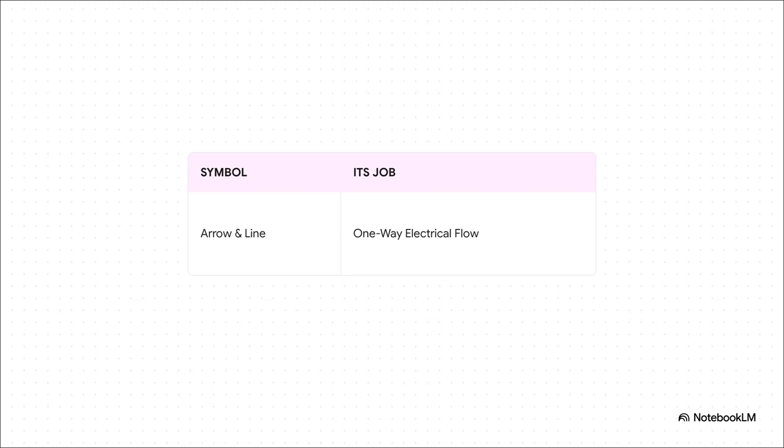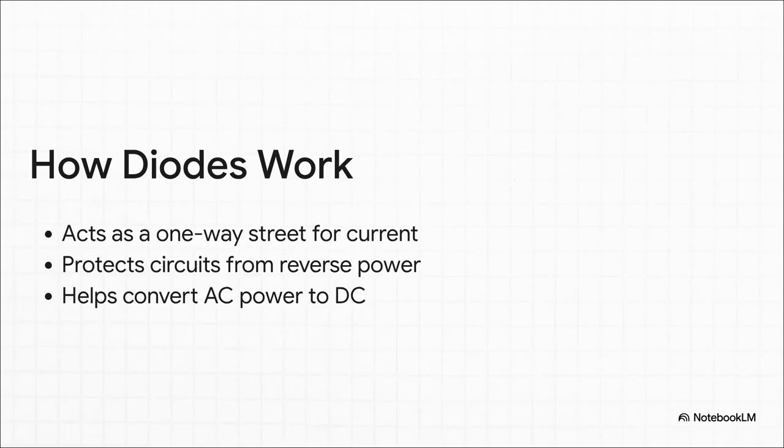Electricity can flow in the direction of the arrow, no problem. But if it tries to turn around and go the other way, nope, it hits a dead end. It is a strict one-way street. And this one-way street function is incredibly important. It's what protects sensitive electronics from getting fried if you accidentally put the batteries in backwards.